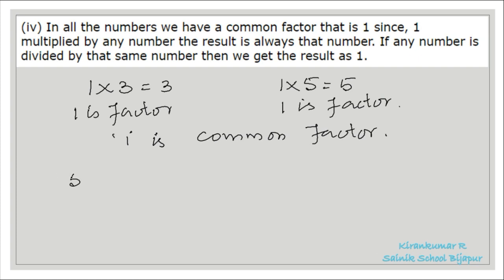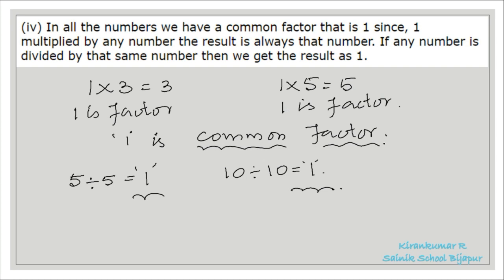When we divide a number by itself, we get the result as 1. A number divided by the same number, the result obtained is 1. You need to remember this. Here I am saying that 1 is a common factor. Let us discuss in detail what common factor refers to.